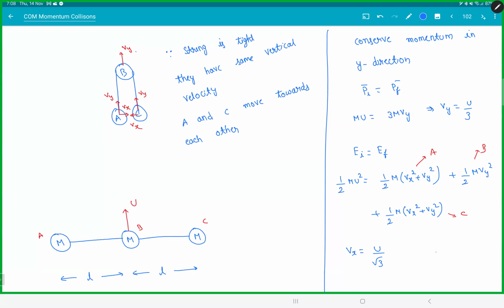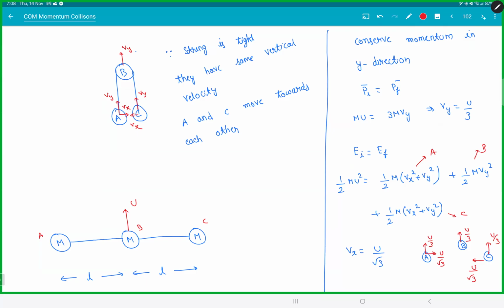So the final speeds will be: this A is going up with u by 3 j cap. Horizontally, it is going u by root 3. B is simply going up with u by 3. It has no horizontal velocity. C is traveling horizontally with u by root 3 and it is going up with u by 3. Check. Those are the final velocities of A, B, C. So A and C will have horizontal velocities. Is this clear, everyone? This is still fine.